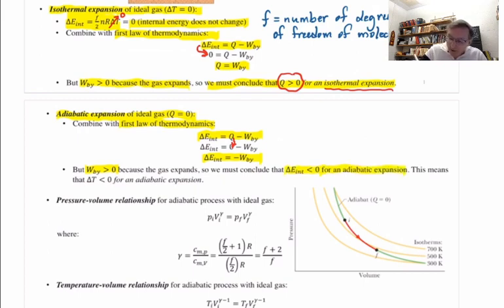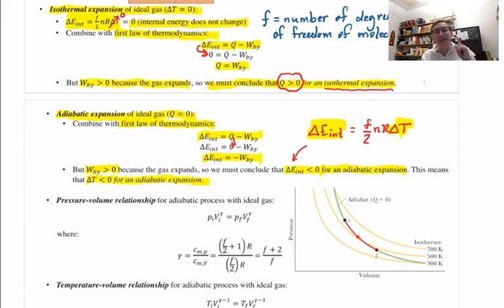But then remember the formula that delta E internal equals F over 2 times little n R delta T. And so if delta E internal is less than 0, then delta T must be less than 0. So the temperature goes down in an adiabatic expansion.